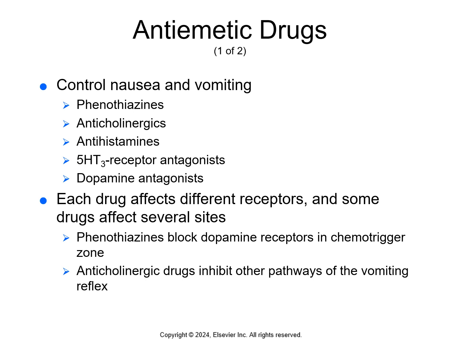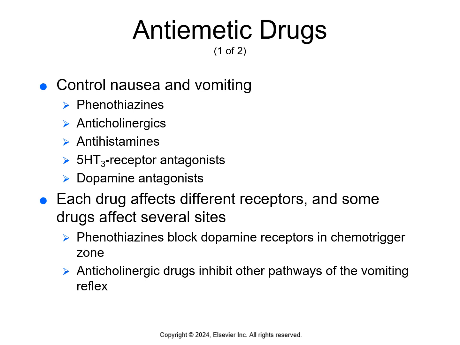Nausea and vomiting often happen together, and the same drugs are used for both problems. We call these antiemetics. Emesis is vomit, so these are basically anti-vomit drugs. They all control nausea and vomiting. So we have phenothiazines, anticholinergics, antihistamines, 5-HT3 receptor antagonists, and dopamine receptor agonists. Each drug affects different receptors, and some affect several different sites.